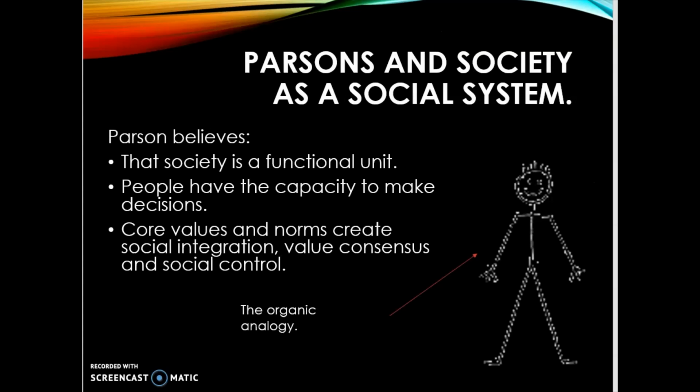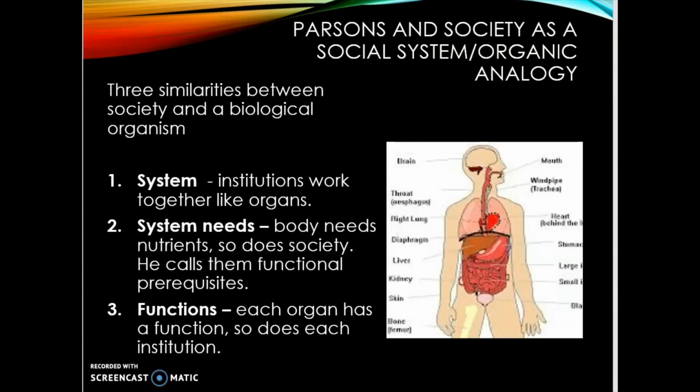So Parsons believed that society is like a functional unit. People have the capacity to make decisions, but generally it's the core norms and values that create the integration, the value consensus, and maintain social control. And he focused on this thing called the organic analogy. So let's just remind ourselves about what the organic analogy is.